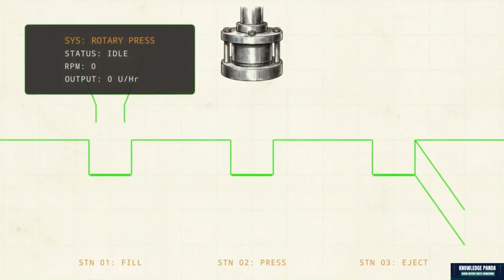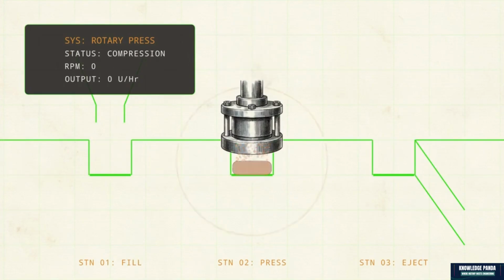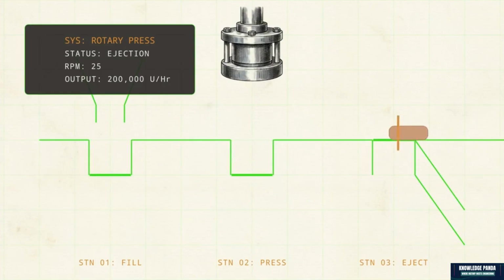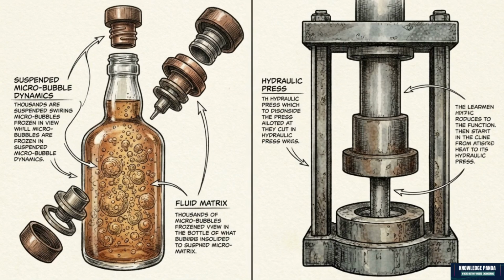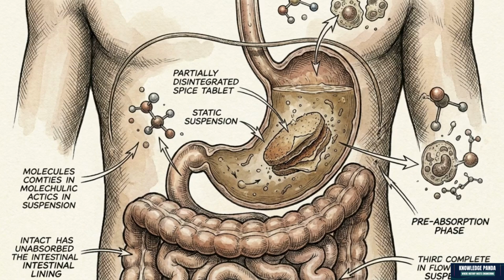This animated wireframe illustrates the final transition from loose powder to solid structure via mechanical compression. The rotary press uses intense downward mechanical force to crush and bind the dry particulates. This extreme pressure fuses the uniform dust into a cohesive solid structure without relying on any liquid binders. Where liquid engineering forces chemicals into suspension to prevent separation, solid-state engineering extracts moisture and uses brute mechanical force to ensure uniform particulate fusion. These precisely engineered dosages carry significant metabolic weight once they enter the human digestive system.